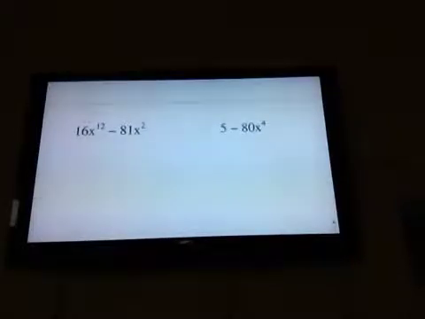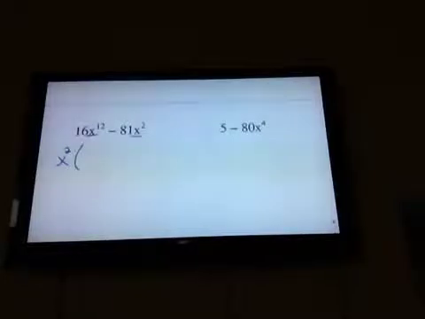Okay, 2 more. This one's a trick question. Okay? Because most people avoid looking for it. They look at it and they say all squares and they start factoring. But there is a common factor there. They both have an x. So that should come out first. One has an x to the 12th, one has an x squared. So I'm going to take out x squared.